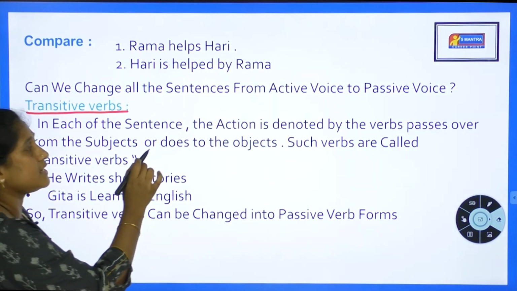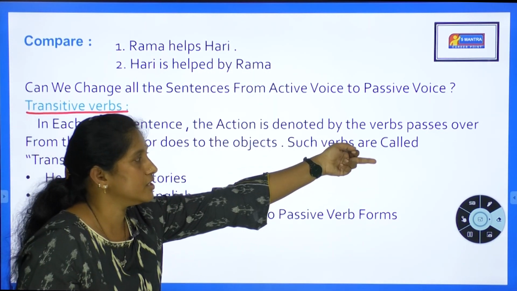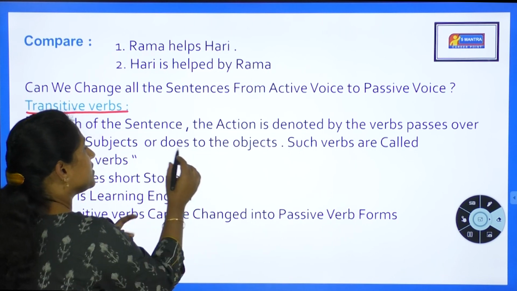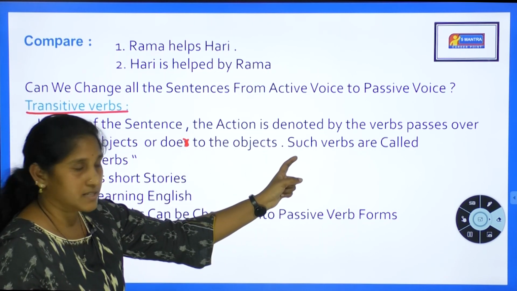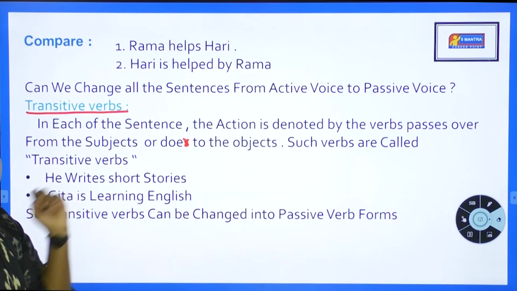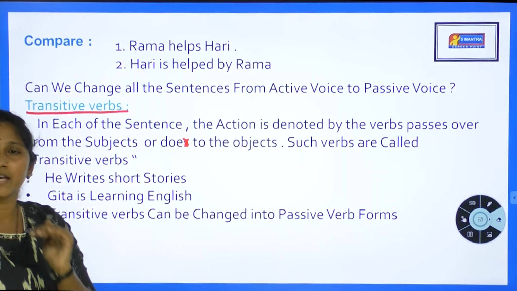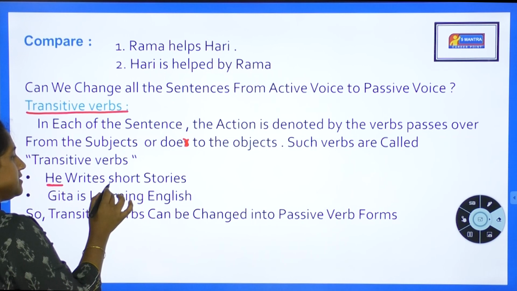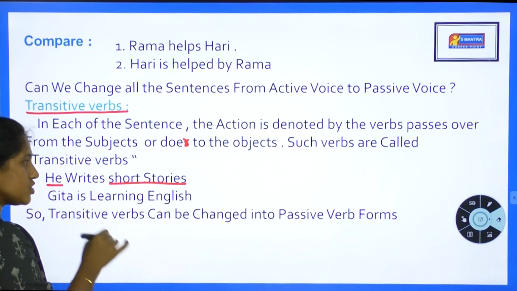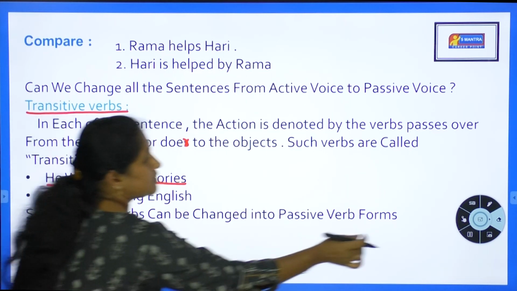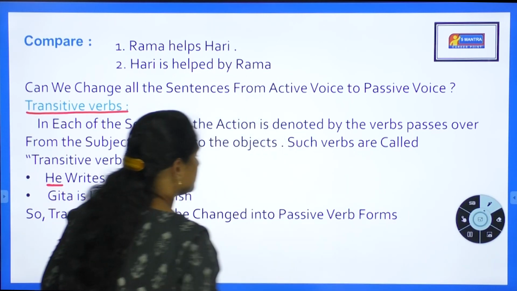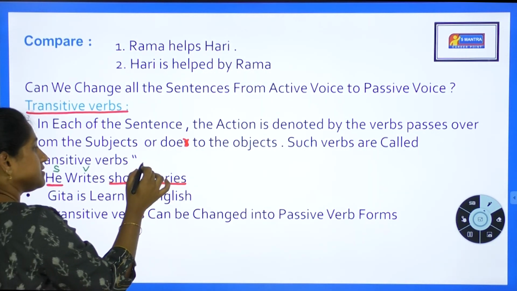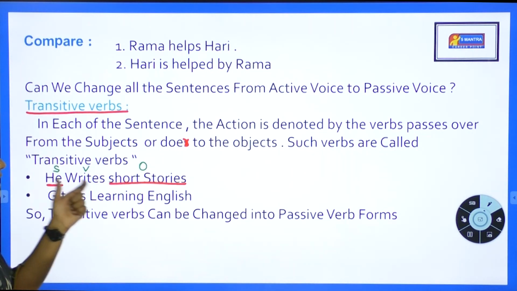Transitive verbs: in a sentence, the action denoted by the verb passes over from the subject or doer to the object. Such verbs are called transitive verbs. By an example we can understand. Take this example: he writes short stories. Here, he is the subject, writes is the verb, and short stories is the object.